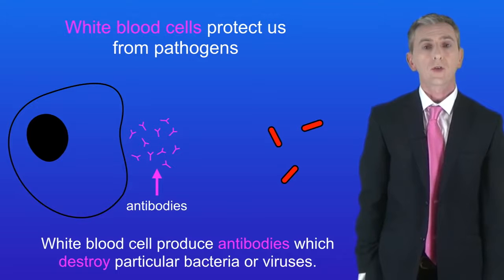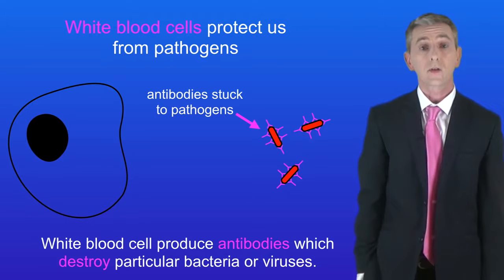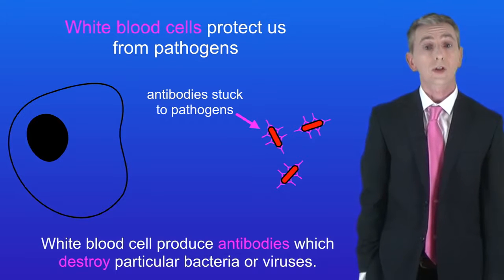Let's look at the second way that white blood cells protect us from pathogens. White blood cells can produce antibodies which destroy particular bacteria or viruses. So I'm showing you here the antibodies sticking to the pathogens, and this will cause the pathogens to be destroyed. One really important fact is that antibodies are very specific. Antibodies against one pathogen cannot protect you from a different pathogen.